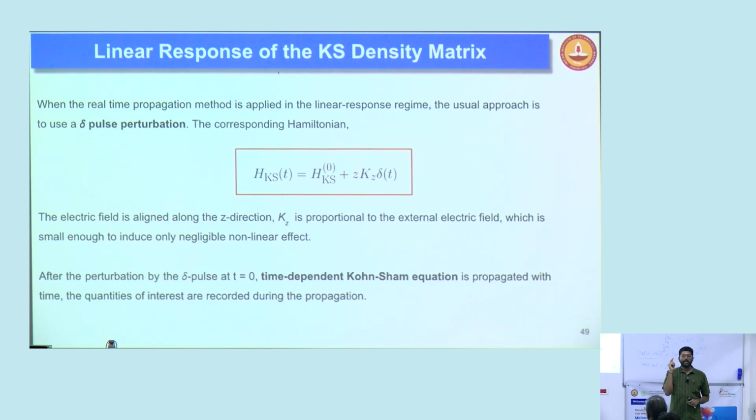Some of you might have studied the delta function at least. This delta kick perturbation is used because a delta function looks like a spike. Here we are saying it's a spike in the time domain, right? So what is the corresponding canonical quantity for time? For momentum, it is the position. For time, what is the corresponding space?